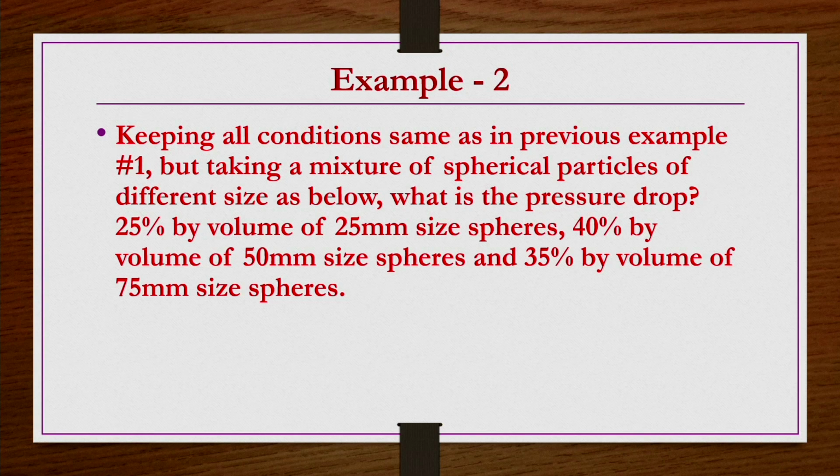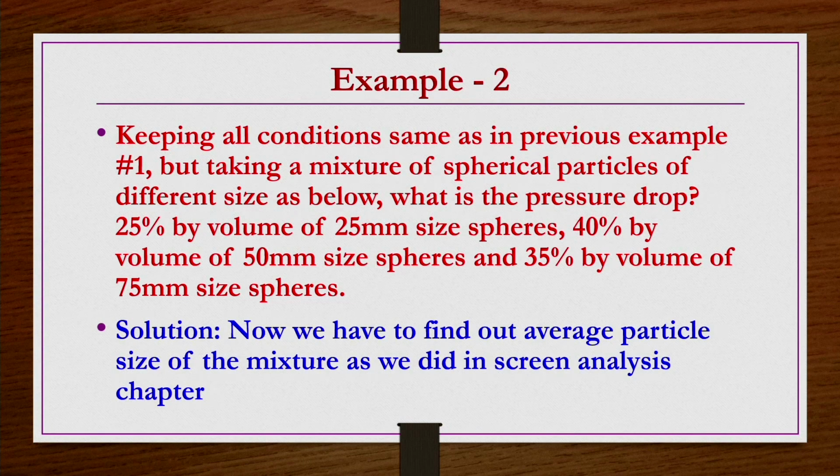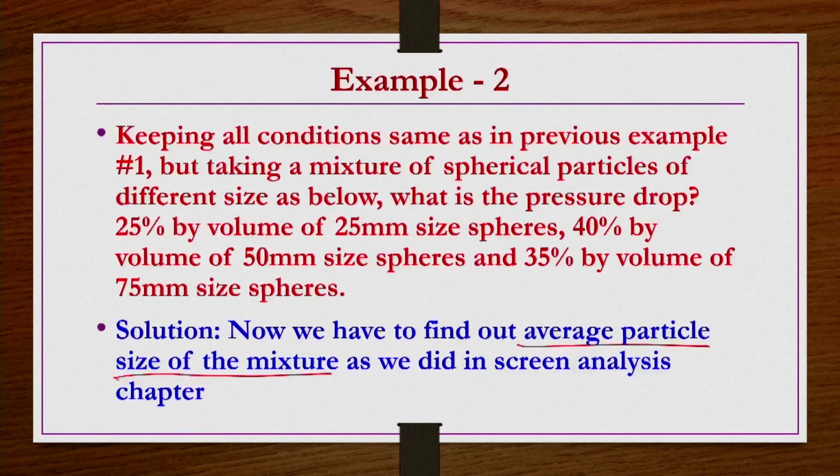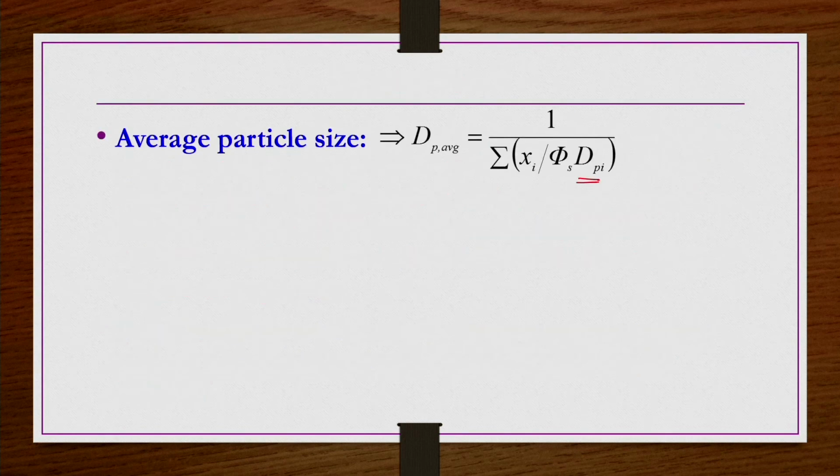So, what do you have to do? Solution: in the screen analysis, we have to find the average particle size of the mixture, as we did in the screen analysis chapter. The average particle size dP average, especially the surface mean diameter, is 1 by sigma xi over (Pi s dPi). Now, dPi are the spherical particles of different sizes, 25 mm, 50 mm, and 75 mm. Pi s is 1 because all particles are spherical here also.